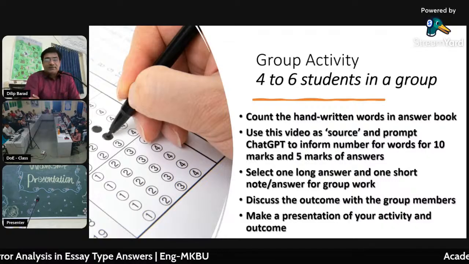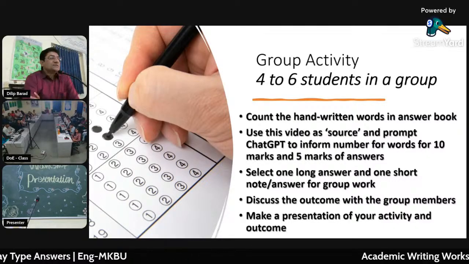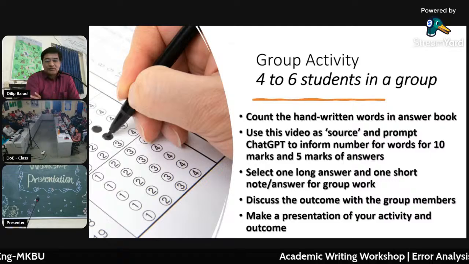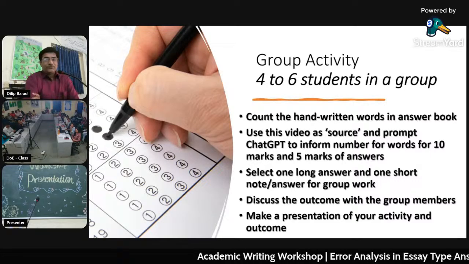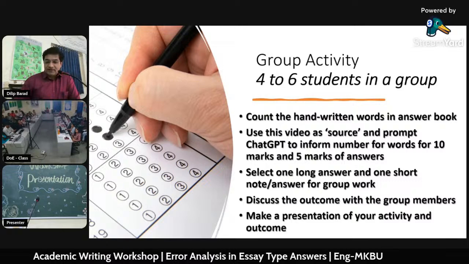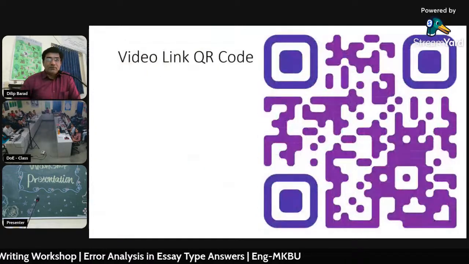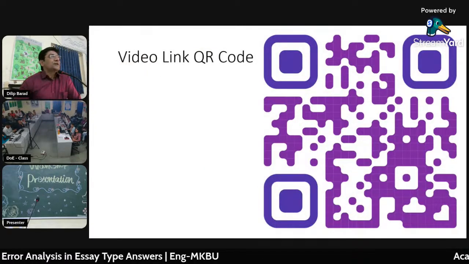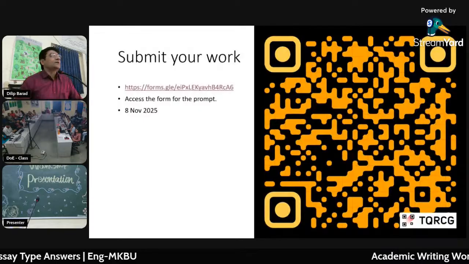Then they were told to analyze two answers, one long answer and one short answer, with the help of generative AI, and do a group activity and come up with the final outcome. All these QR codes were shared with the students to submit their outcome.